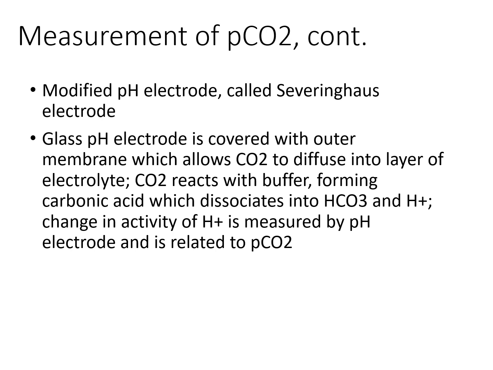So the structure and basically how it works: the traditional glass pH electrode is covered by a gas permeable outer membrane. CO2 from the sample diffuses through this membrane into a layer of electrolyte solution beneath. Inside the electrolyte, CO2 reacts with the buffer solution, forming carbonic acid. Then the carbonic acid rapidly dissociates into bicarbonate ion and hydrogen ions.